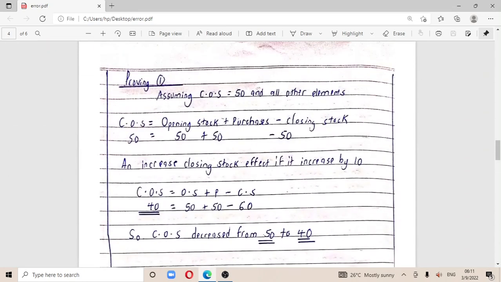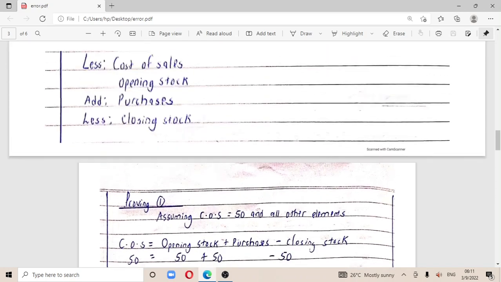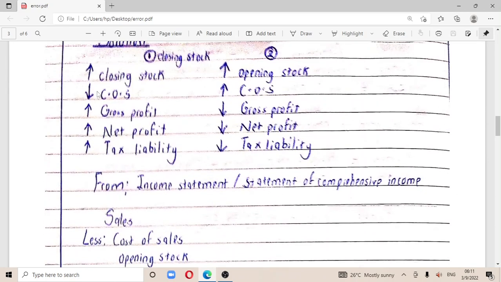So here I'm trying to prove the first one, assuming that our cost of sales is equal to 50. Cost of sales is equal to opening stock plus purchases minus closing stock, where I'm having 50 of the opening stock, 50 of purchases, minus 50 of the closing stock, so cost of sales will equal 50. I'm assuming that this is my start point, and there has been an increase in the closing stock. It has increased by 10. So I want to show you that once the closing stock increases, your cost of sales will decrease.